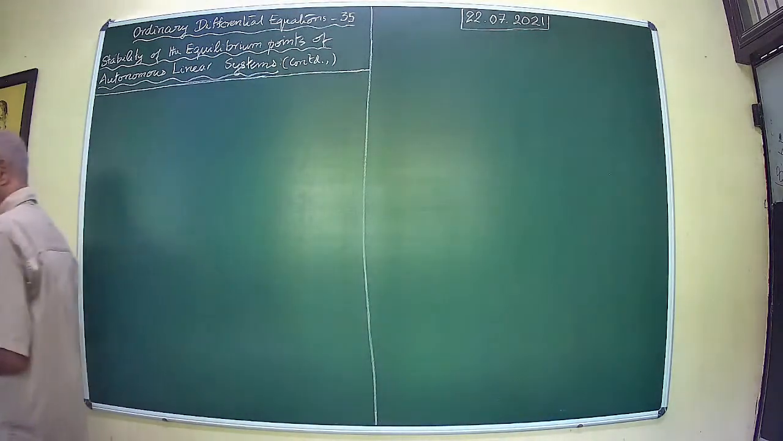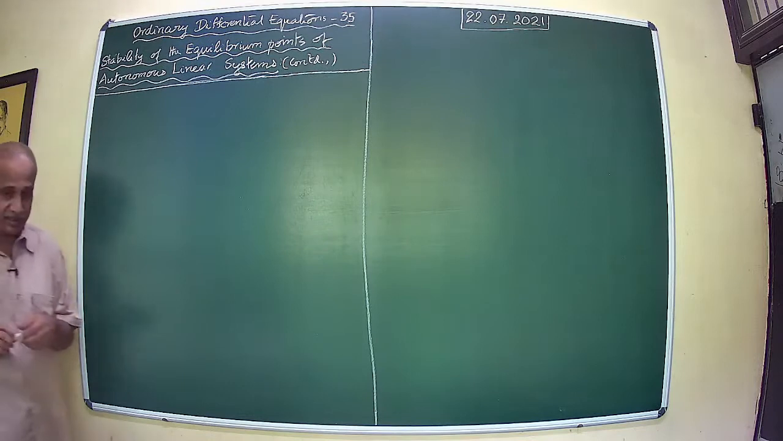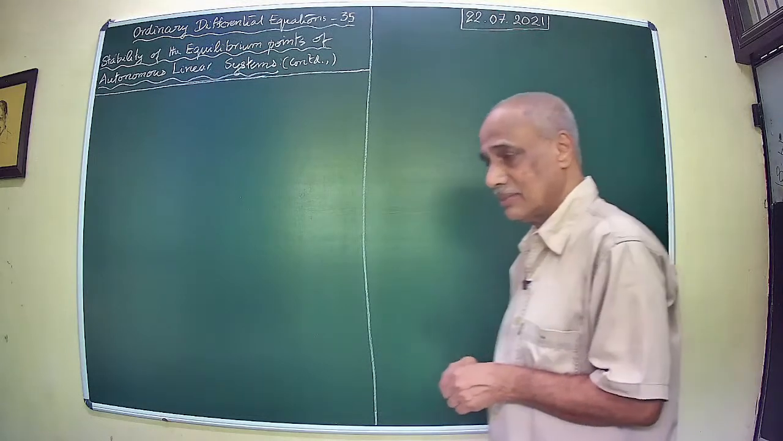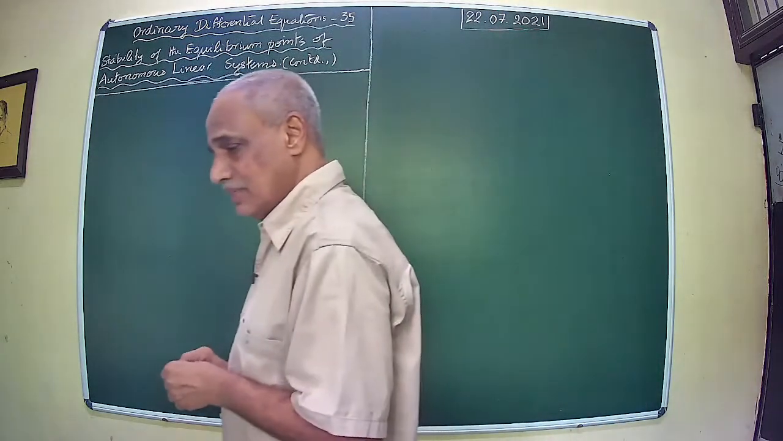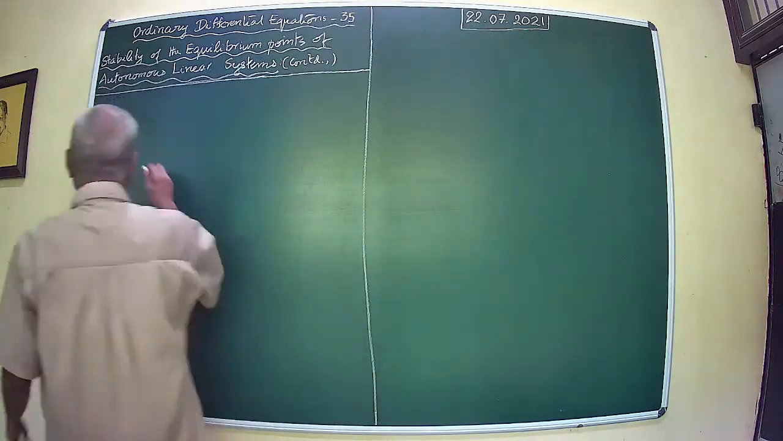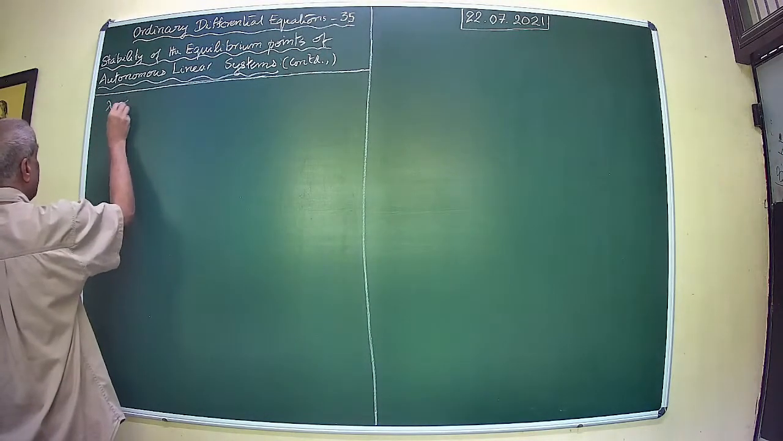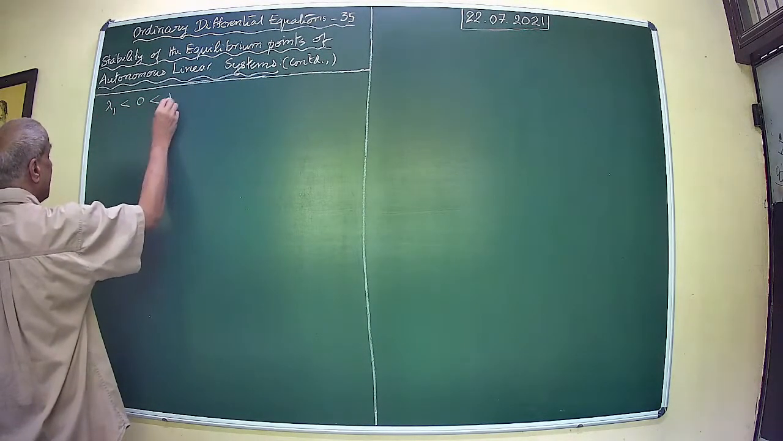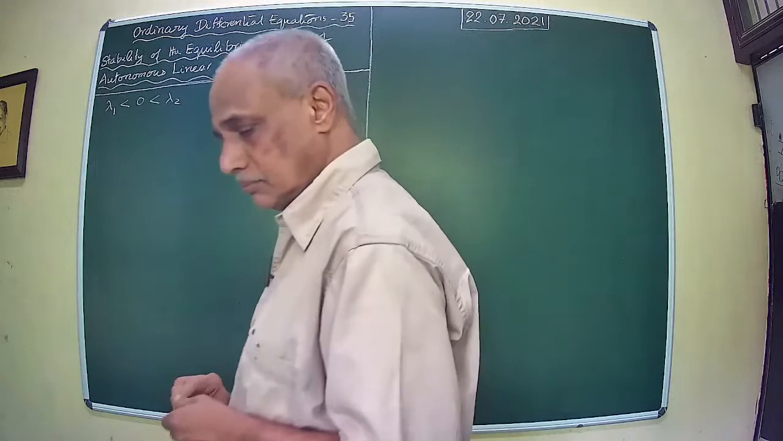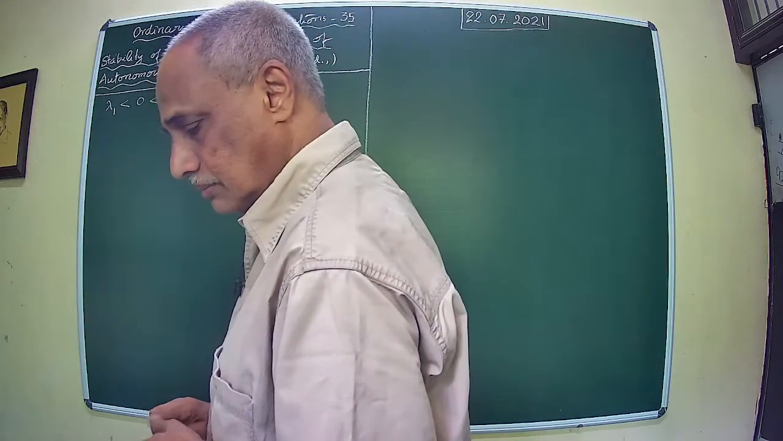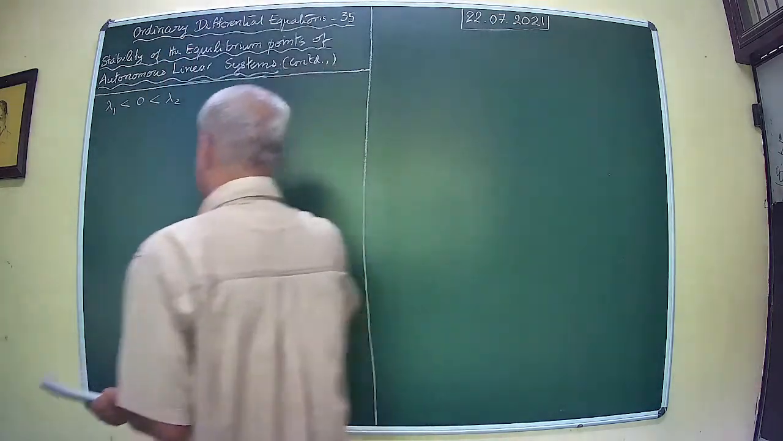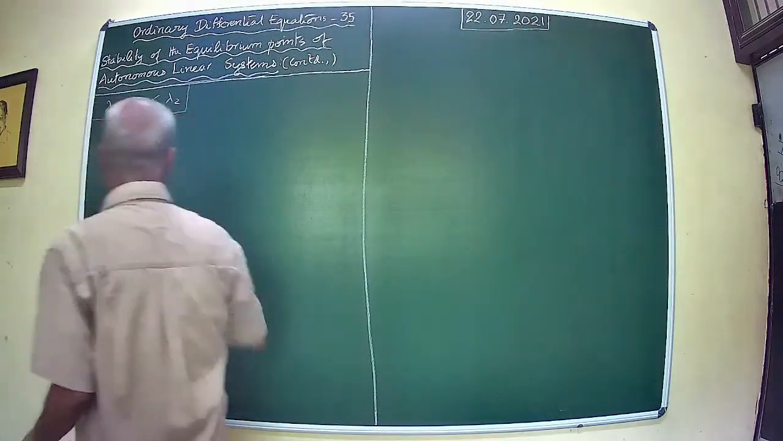So good morning. Once again we continue with our discussion. Now we consider the next case, namely lambda 1 and lambda 2 are real and lambda 1 is less than 0, less than lambda 2. So let us take this case, in which both lambda 1 and lambda 2 are real.